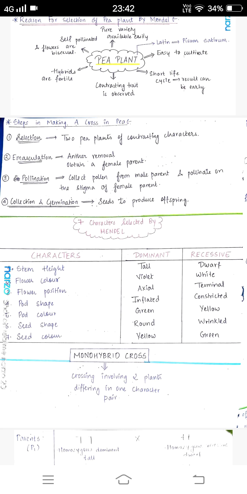Like यहाँ पे वो pollination खुद नहीं होगा, हम male parents से pollen निकालेंगे और वही हम ही जाकर मतलब स्टिग्मा पर रख देंगे. Fourth, collection and germination. Seeds to produce offspring.